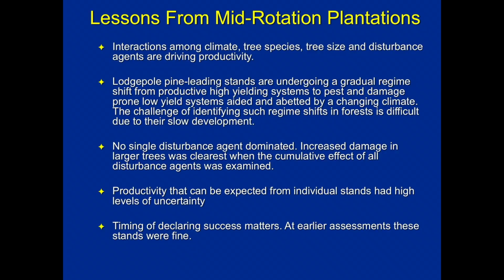At earlier assessments, our free-growing assessments that we use in BC, which is usually about 8 to 15 years old, these plantations were fine. The level of damage was lower, and we had acceptable numbers of trees. And it's been tracking in the wrong direction ever since and getting worse.